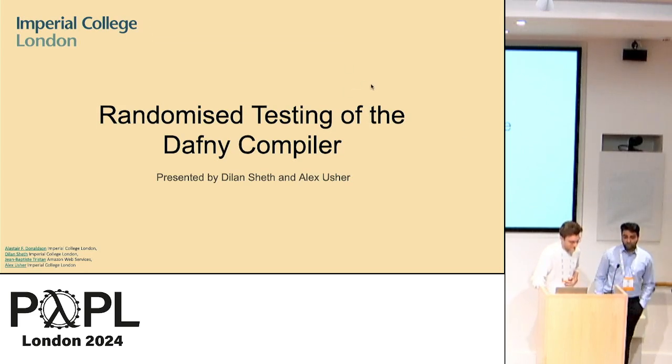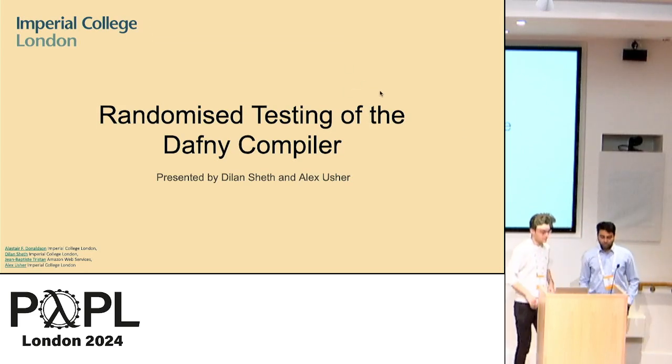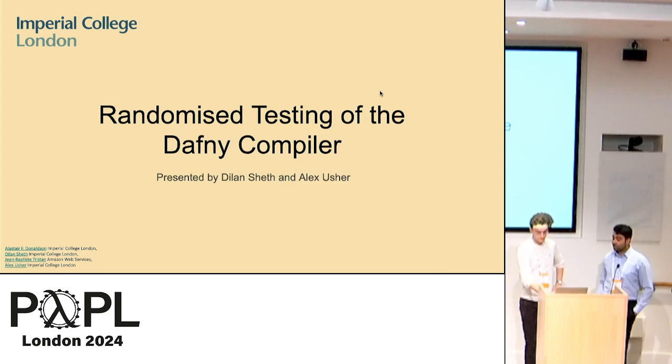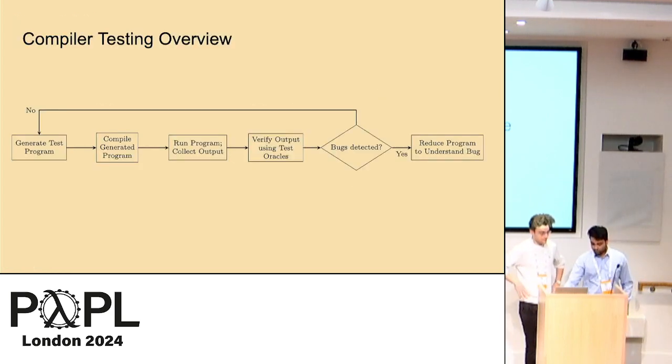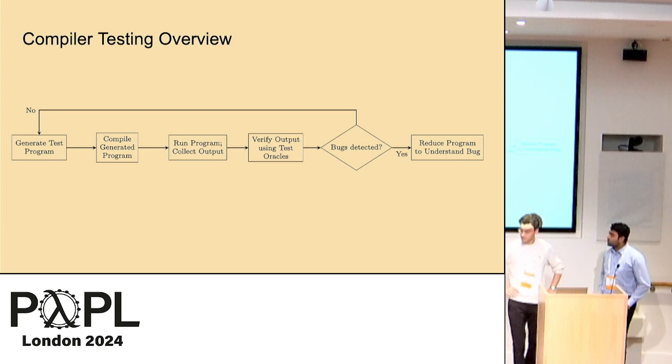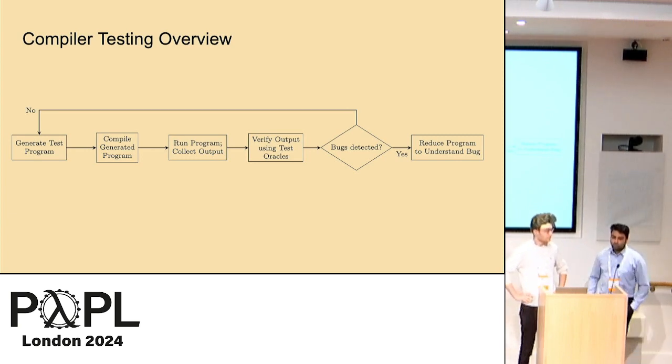Okay, so yeah, we're presenting on the randomized testing of the actual Dafny compiler itself. So how do you actually test a compiler? Ideally you'd have unit tests covering absolutely every line of the compiler. However, things will still happen. Even with testing completely done, there'll still be a way to find bugs.